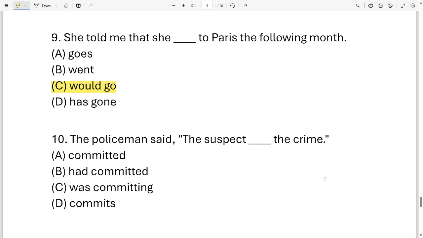Next sentence. The policeman said the suspect dash the crime. Options are committed, had committed, was committing, commits. These are the four options. Which one of them is correct? It is option B. The policeman said the suspect had committed the crime.